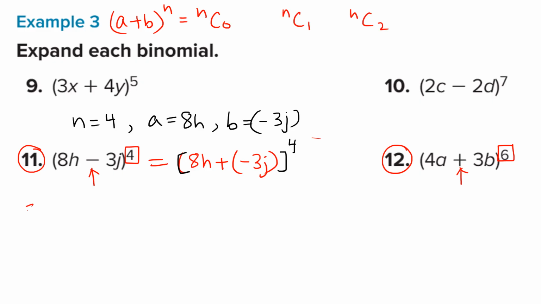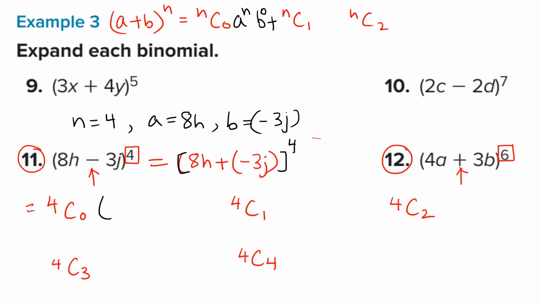So let me write first the coefficient. So 4C0, then 4C1, then 4C2, then 4C3, then 4C4, last one. Now we write the first term. First term is a^n b^0, then a^(n-1) b^1, like that. So I'm just putting the value of a, my first term, to the power the maximum 4, and the second one is still 0 power.